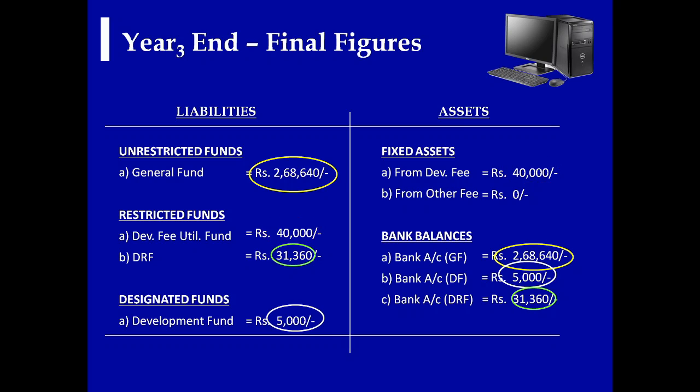Development fee utilization again stands at 40,000, and the DRF again would now reflect the accumulated depreciation till the end of the third year. So now the accumulated depreciation is at 31,360 rupees. So this is what my final third year end balance sheet looks like. Again, the size of the balance sheet still is at 3,45,000. There is no change at all in this, and if you see, all the principles of fund based accounting are still being followed. The funds exactly match with their corresponding bank accounts to the right hand side.